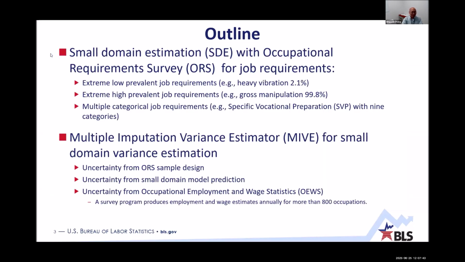I'll give you a brief background about OEWS and also small domain estimation with OEWS and the general procedure, but we'll focus on the multiple imputation variance estimator for small domain variance estimation, because we have to address uncertainty from the original OEWS and the model prediction itself, and also because we're using a large sample, Occupational Employment and Wage Statistics, for prediction, which is a survey program that produces occupation-specific estimates about employment and wage.